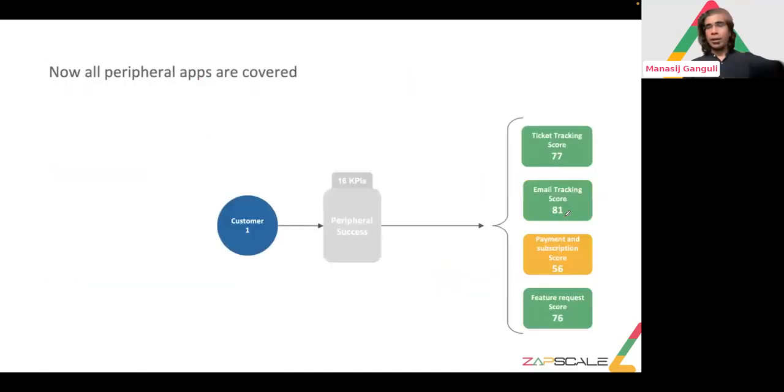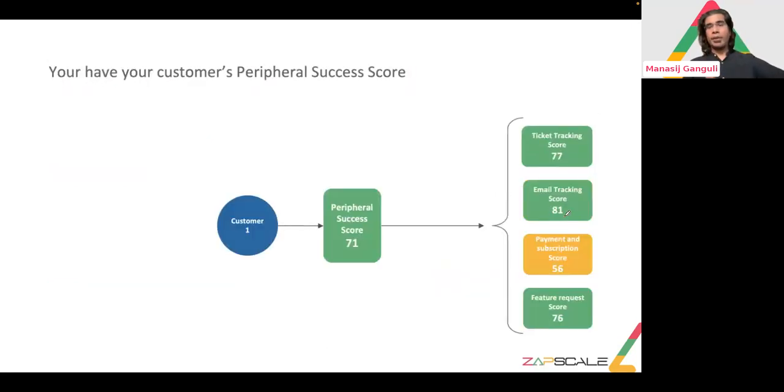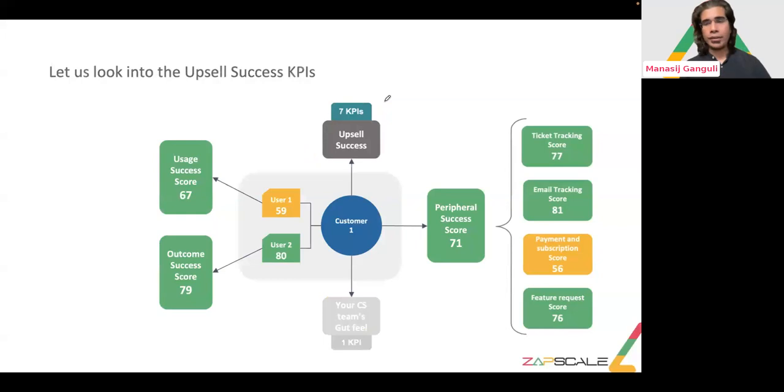So that's how we get the ticketing tracking score done. We have got the peripheral score, which is composed of all of these combined. This we have completed. Then let's look into the last two places, which is upsells and your gut feel, and we will be done in the next 5 minutes.